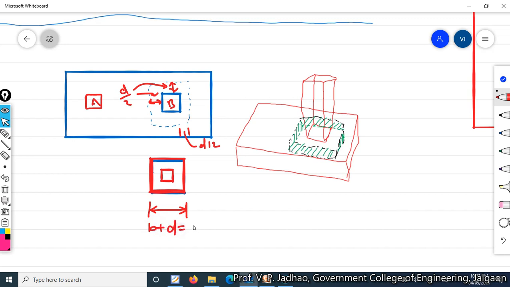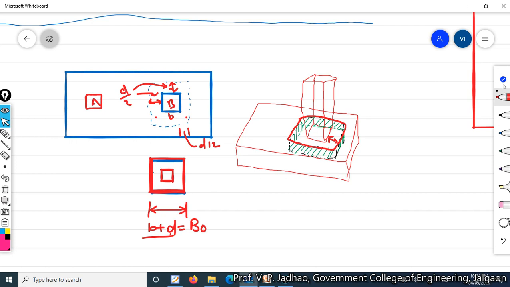Let us consider this length is b0. How is this small b plus d calculated? b is the width of this column, and d by 2 on the left side plus d by 2 on the right side will give the 1d, therefore b0 is equal to b plus d. If we consider this is our critical section, which is acting at a distance d by 2, then this will be acting over this particular area.